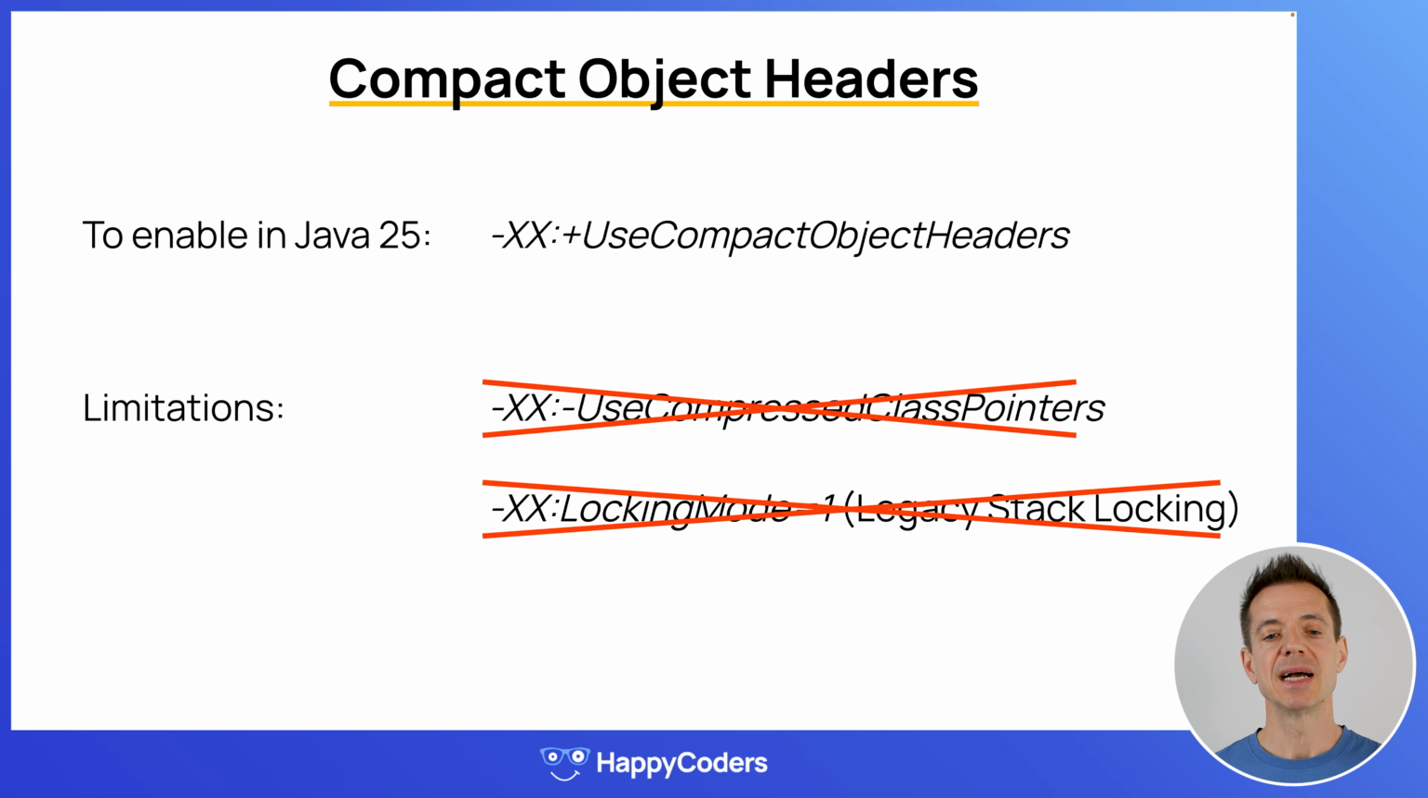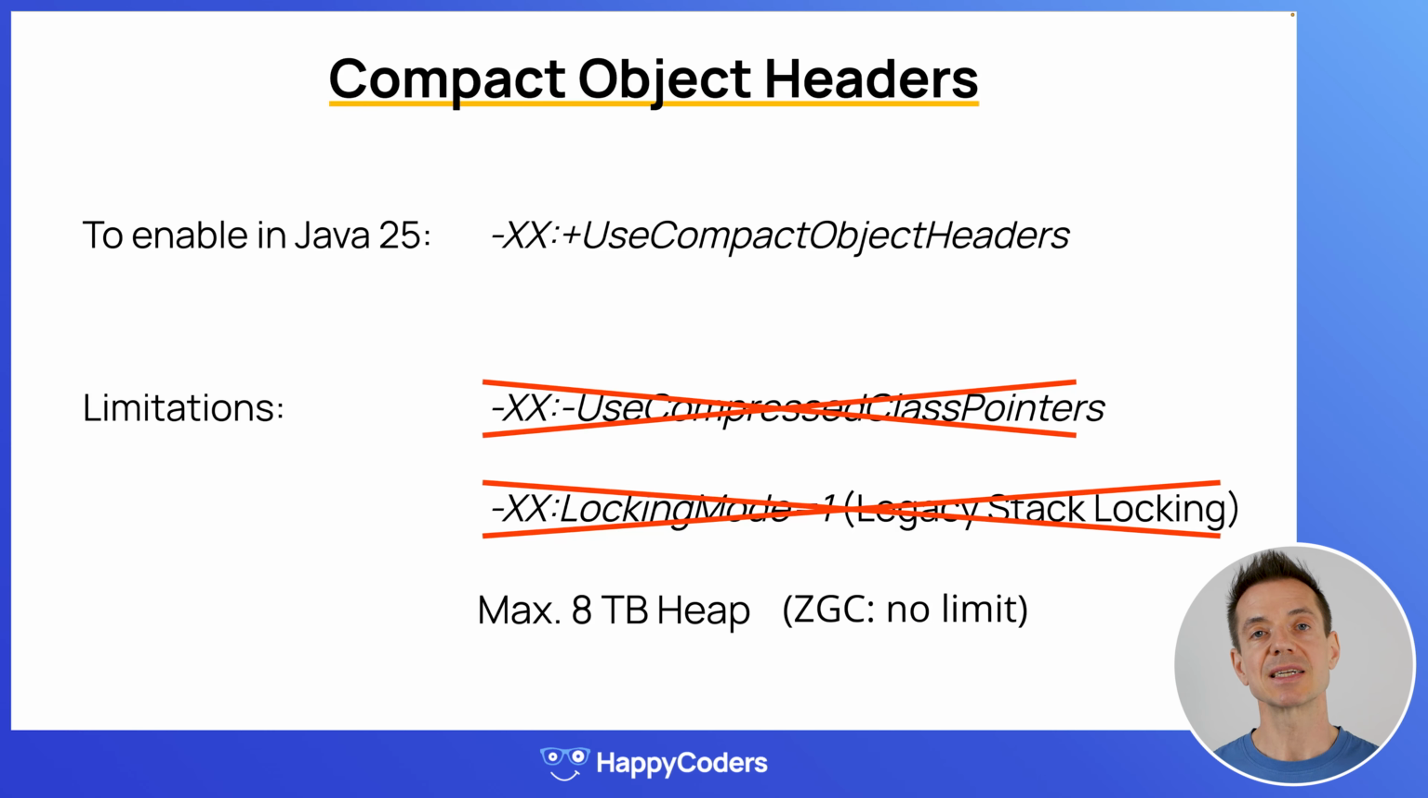And third, the garbage collector's forwarding pointer. The pointer that's set from the old address to the new one when an object is moved, that one still exists. And with a compact object header, it gets written into the lower 42 bits of the header, so it doesn't overwrite the class pointer. With those 42 bits, we can address up to 8 terabytes, and that's why compact object headers are not compatible with a heap larger than 8 terabytes. This does not apply to ZGC because ZGC manages its forwarding information in a separate table.